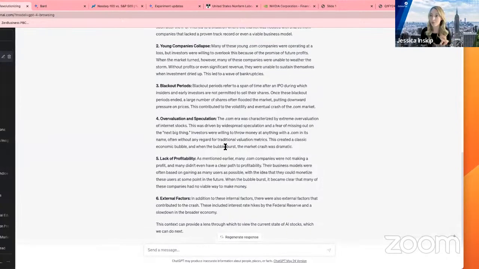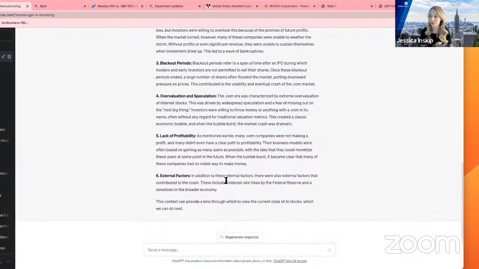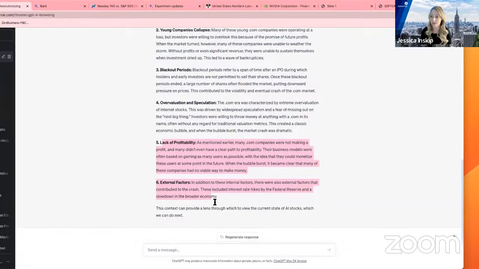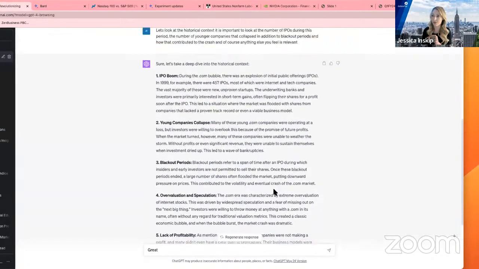All right, so we know that there were promises of future profits. They weren't there. There wasn't any valuation. This is all known. Just put it in a better way. The context can provide a lens through which to view the current, blah, blah, blah, which we can do next. So what I'm going to do is I'm going to let it do its magic, and then I'm going to go over to Bard and get some good figures from an IPO process again. You want to scroll up to the query? There you go.